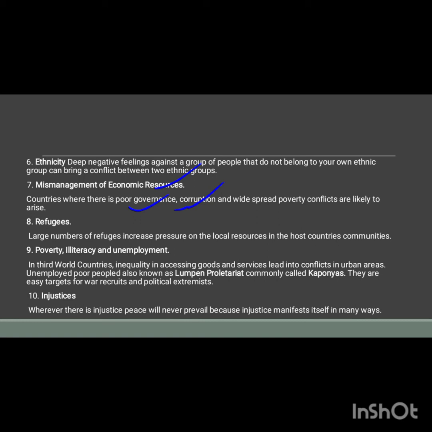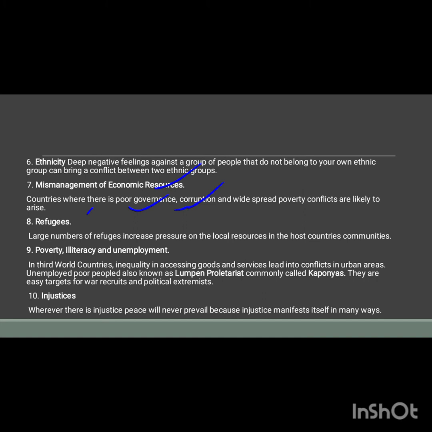Refugees. Large numbers of refugees increase pressure on the local resources in the host countries and communities. Refugees are people who run from their own countries to other countries for safety. There is war in Zambia. Now, you want to be safe. You run to America. Then you'll be called a refugee that side. So now, you increase the pressure there.